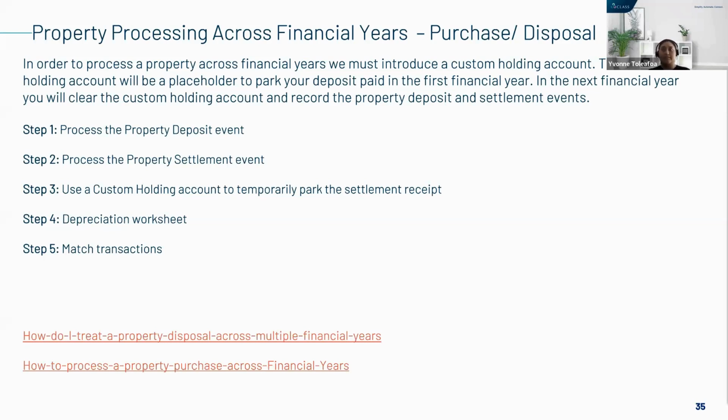So you've seen in previous demonstrations how to process a deposit event and a settlement event, but there's an extra step involving the custom holding account. So there's also reference to a depreciation worksheet, and the purpose of that is to bring in the correct CGT date. I've included the Help Center articles for a purchase and sell across financial years, which cover the step-by-step on how to process this, but I'll also go through a demonstration shortly.